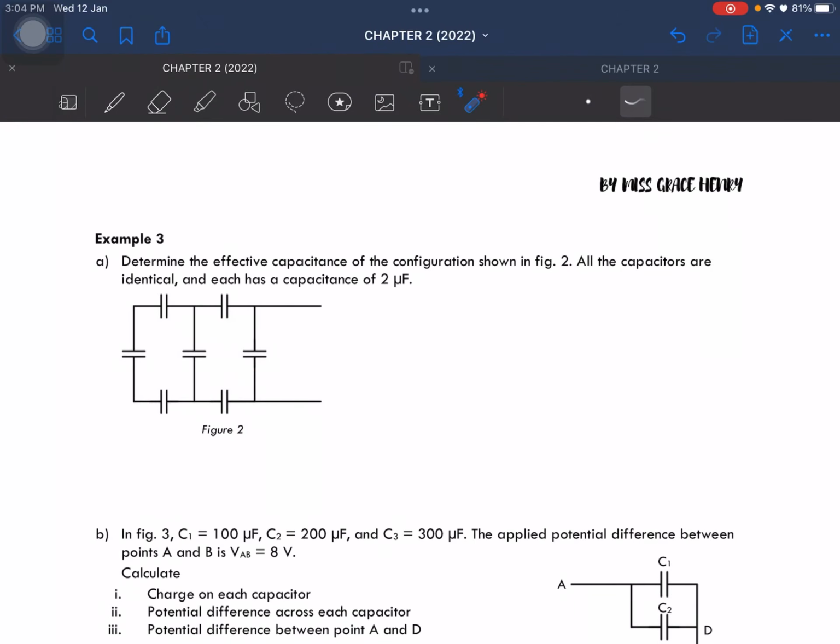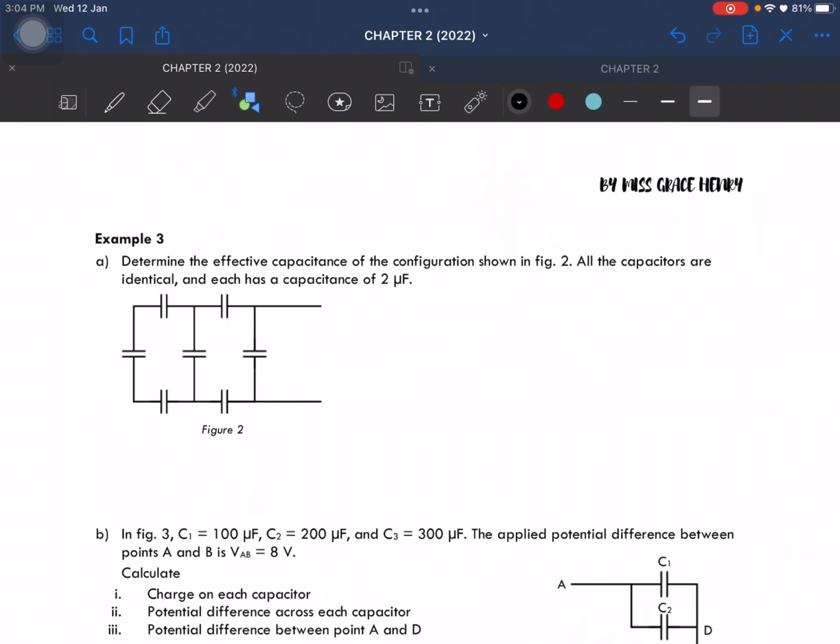Okay, example 3. Determine the effective capacitance of the configuration shown here. All capacitors are identical and each has a capacitance of 2 microfarad. For this case, you don't resolve it from here to here. You resolve it to this point here, because this is our V. So our potential difference is going to be somewhere there. So always resolve it towards the point like this. Okay, alright, so let's do this one.